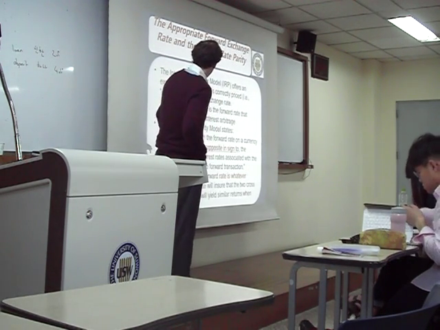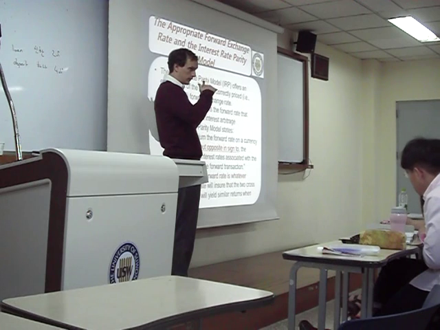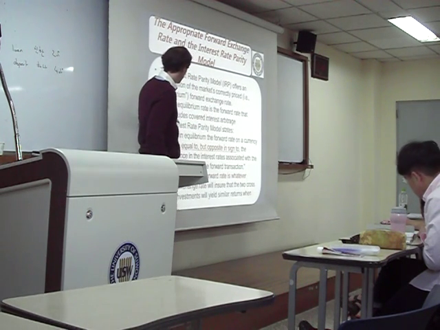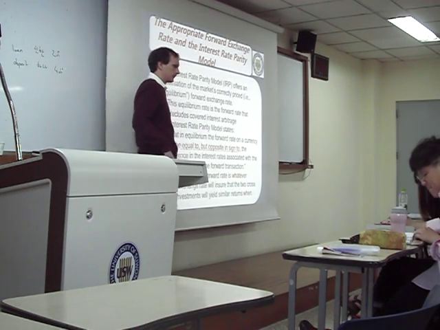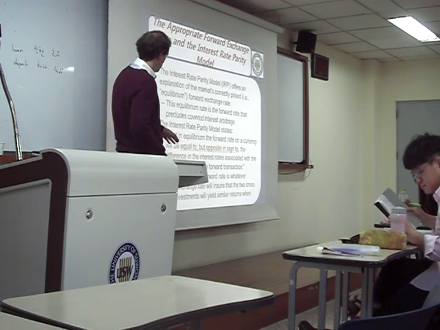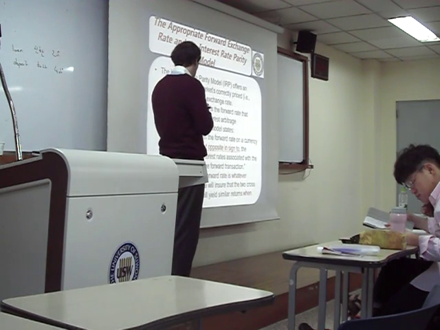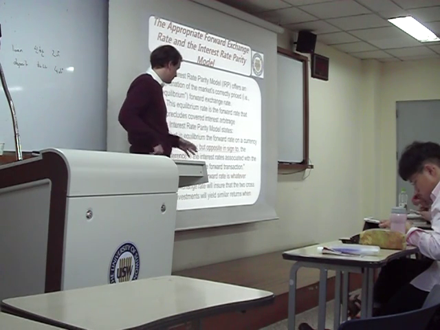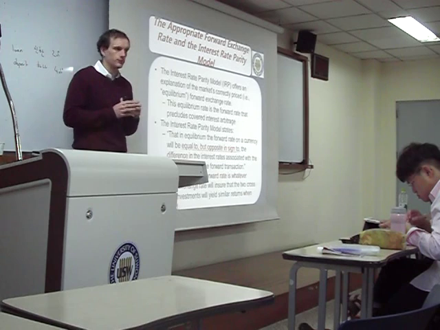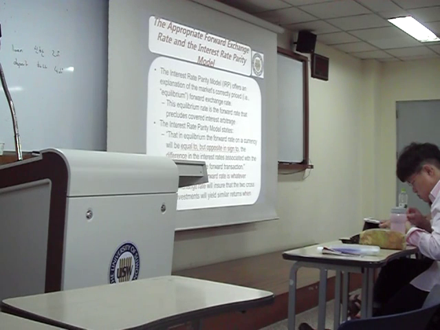So this equilibrium rate, do you understand equilibrium, like balance? This balance rate is the forward rate that stops covered interest arbitrage. So the exact phrase is, in equilibrium, in balance, the forward rate on a currency will be equal to, but opposite in sign to, the difference in the interest rates associated with the two currencies. So basically the forward rate is the difference in the interest rates.